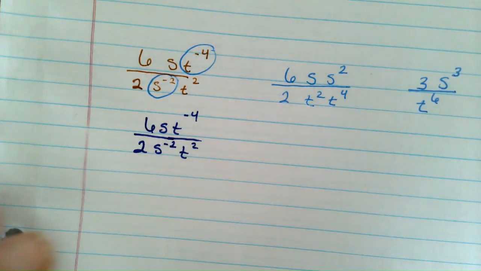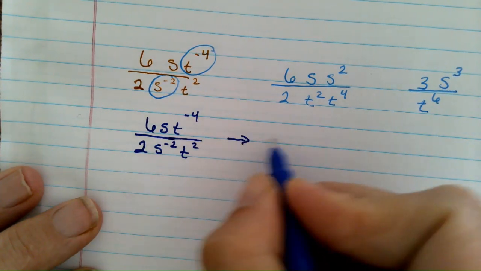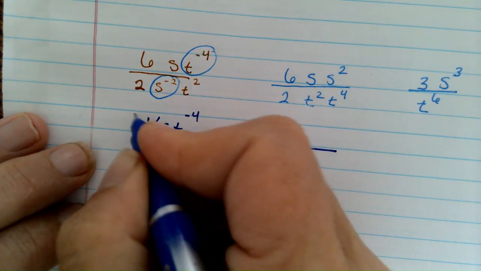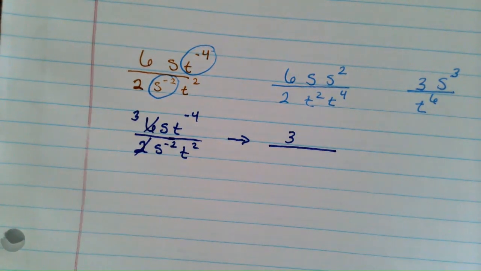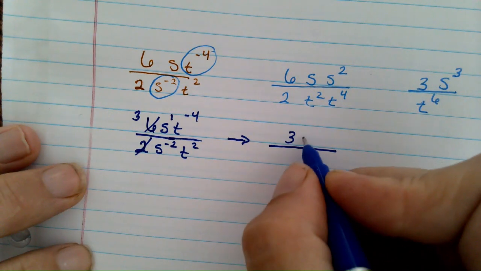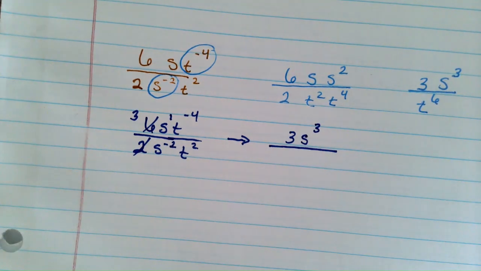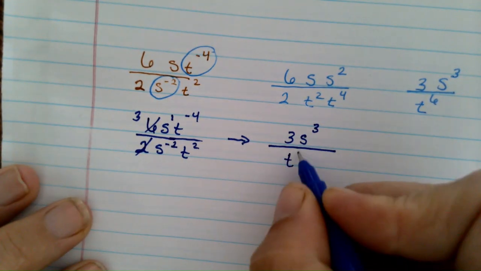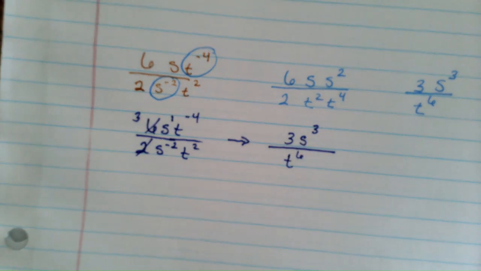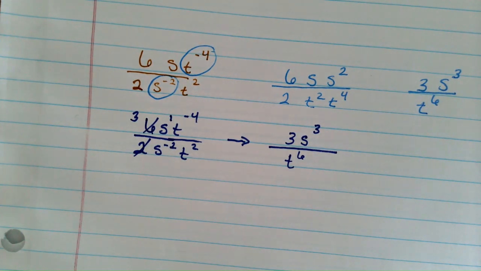And we could have just gone straight to 6 divided by 2 is 3, and that's because 2 goes into 6 3 times. Who has more s's, the top or the bottom? Well, 1 is 3 more than negative 2, so we know s to the third would be on top. And then who has more t's, the top or the bottom? 2 is 6 more than negative 4, so the bottom has 6 more. So it depends on how you want to view that, how you take care of that particular problem.